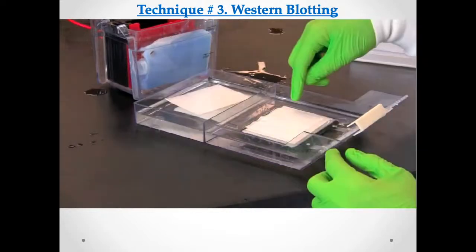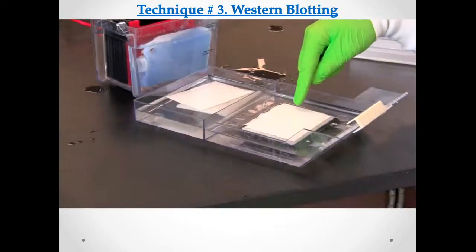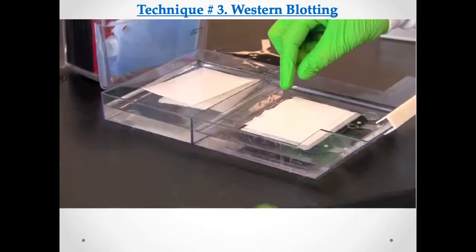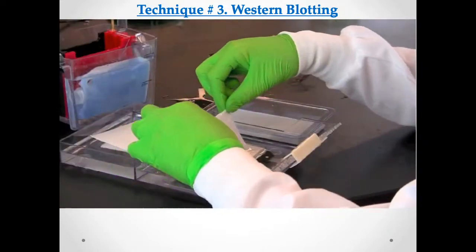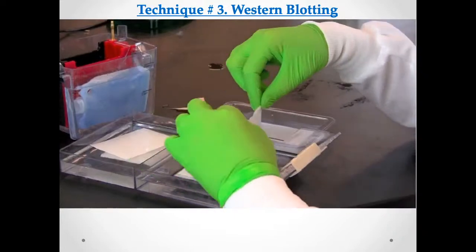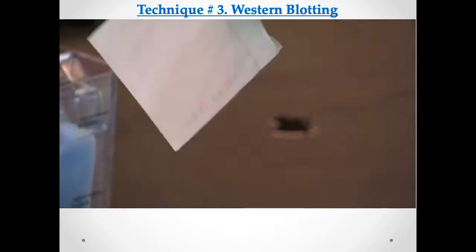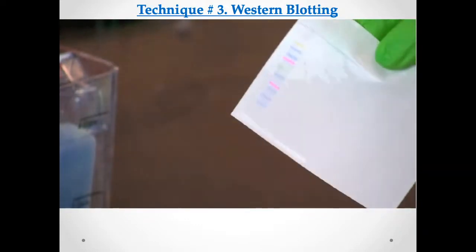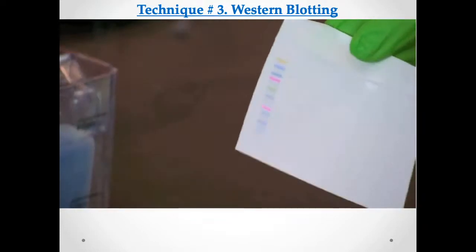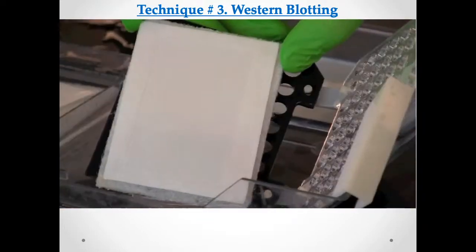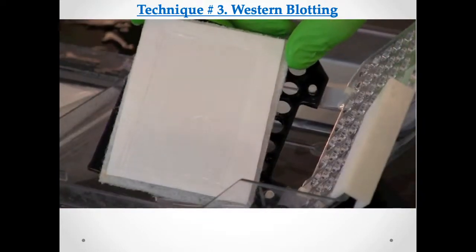As you remove the membrane, note that the proteins have been transferred from the gel to the membrane. Note that the kaleidoscope pre-stain standards have been transferred and can be seen on both sides of the membrane. You can also see that there are no longer any proteins on the gel.